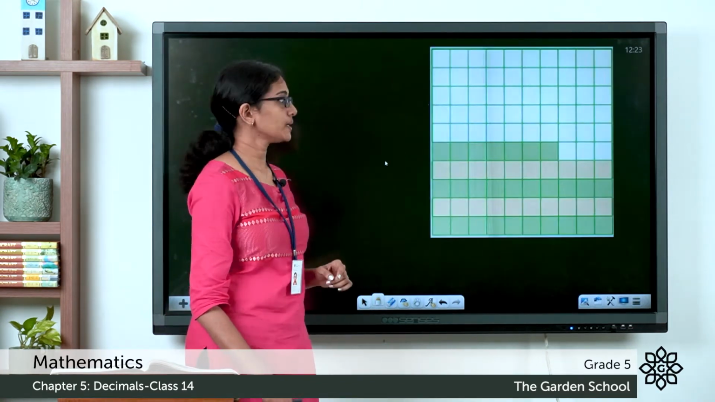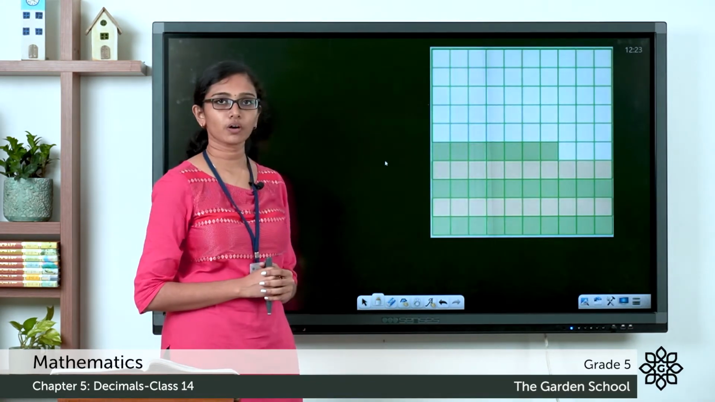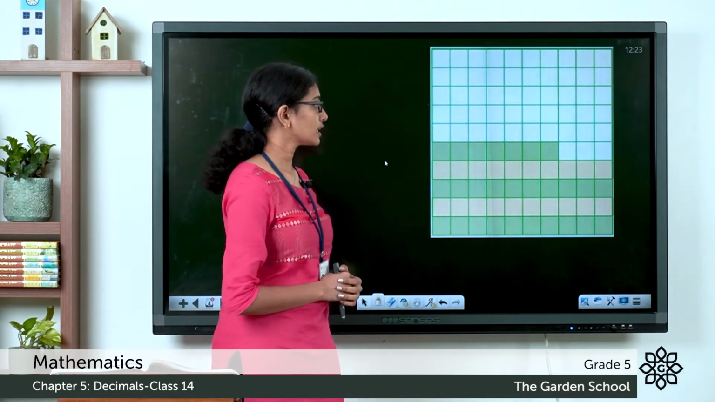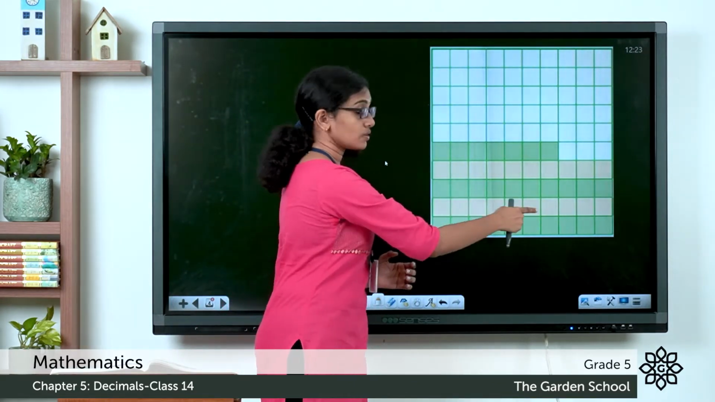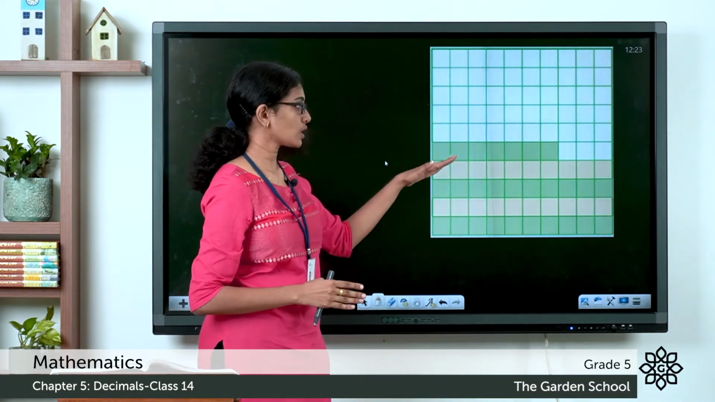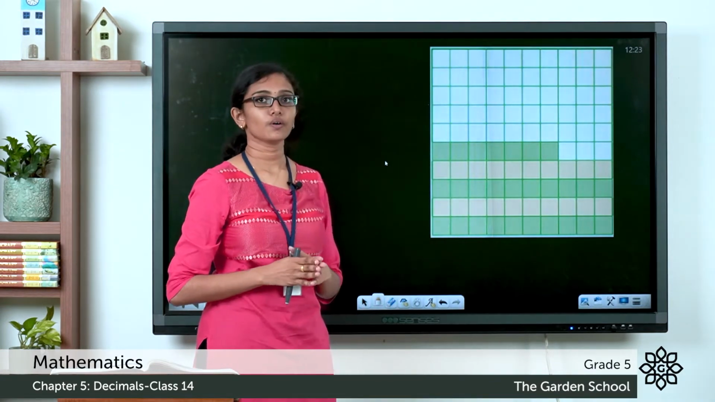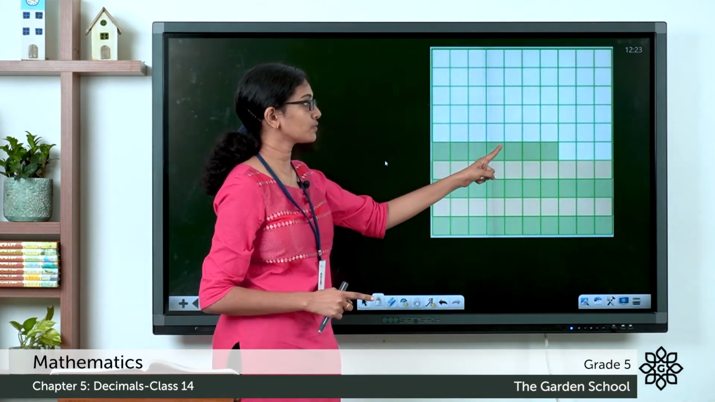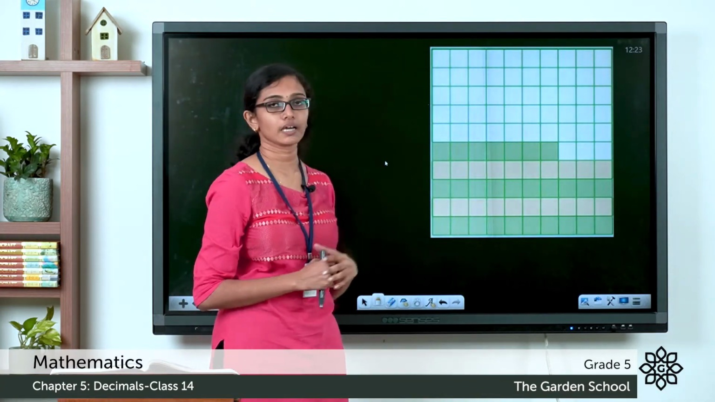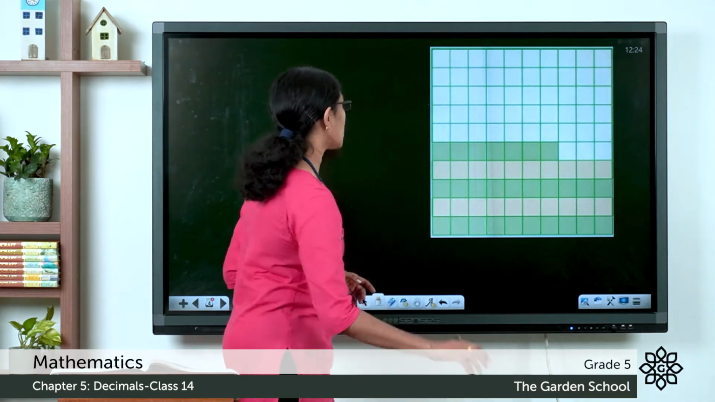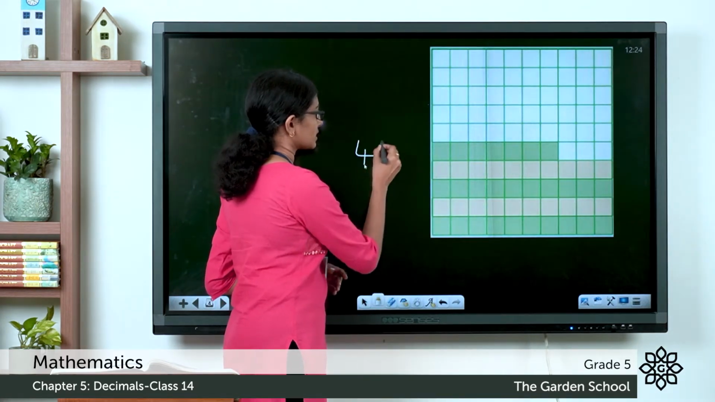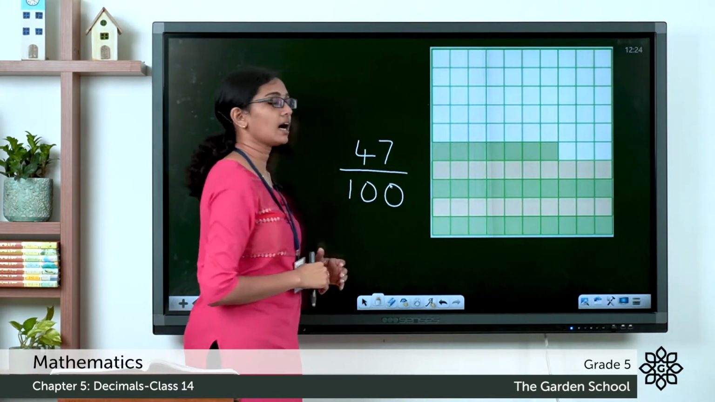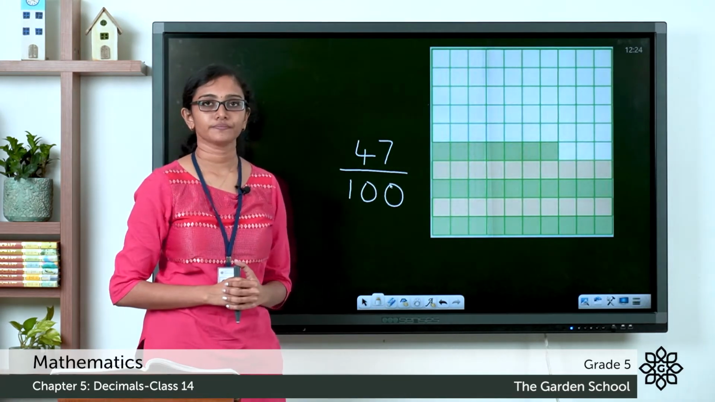Let's see one more picture. Here, how many boxes are shaded? There are a total of 100 boxes and 4 full rows are shaded, which means 4 into 10, 40, plus 41, 42, 43, 44, 45, 46, 47. So here a total of 47 boxes out of 100 boxes are shaded.